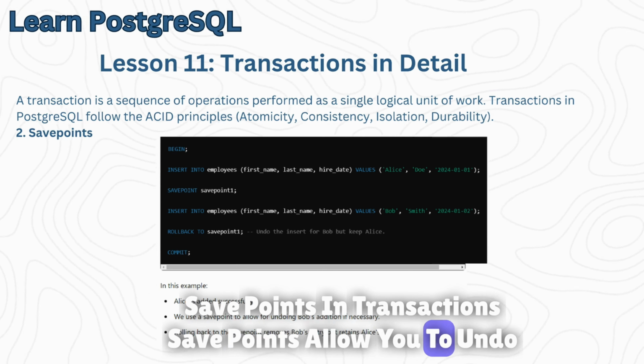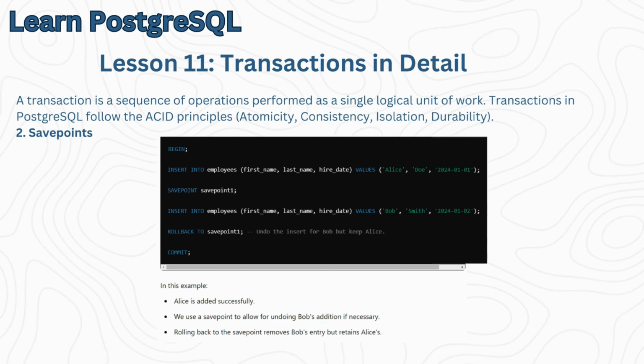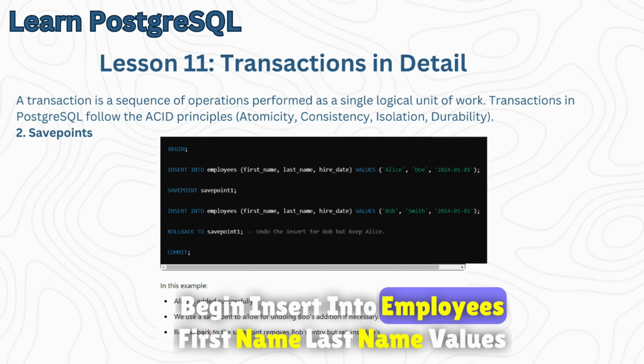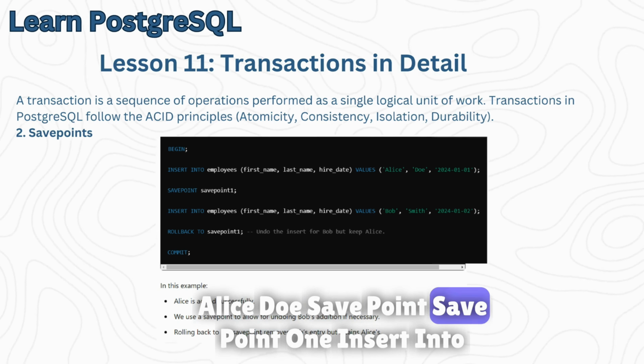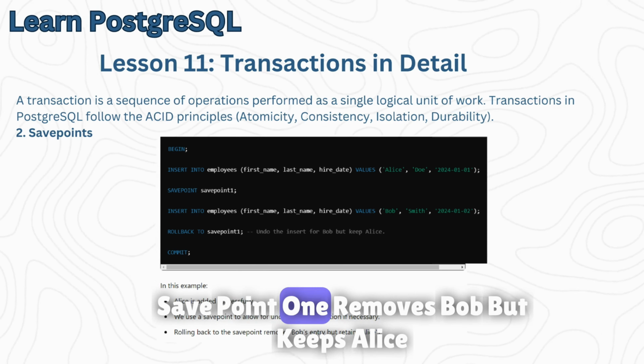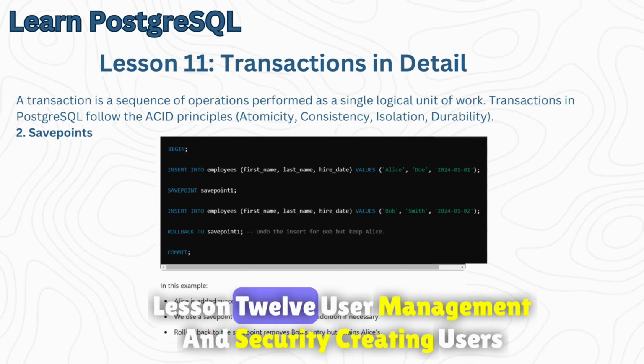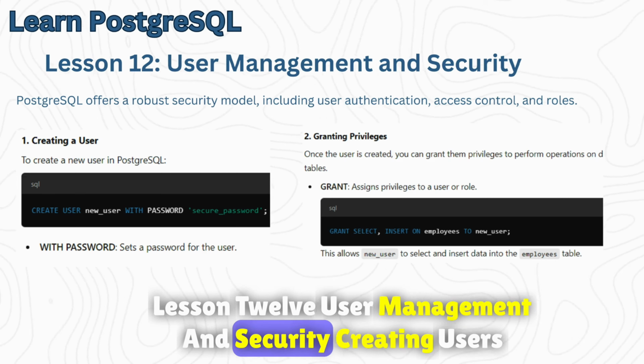Savepoints allow you to undo part of a transaction without affecting the whole transaction. Example: BEGIN; INSERT INTO employees (first_name, last_name) VALUES ('Alice', 'Doe'); SAVEPOINT sp1; INSERT INTO employees (first_name, last_name) VALUES ('Bob', 'Smith'); ROLLBACK TO sp1. This removes Bob but keeps Alice. COMMIT.